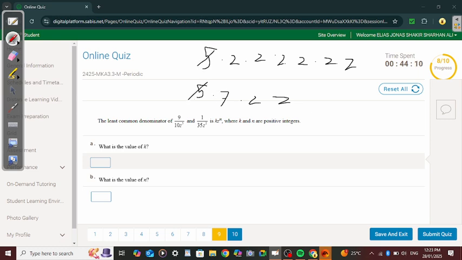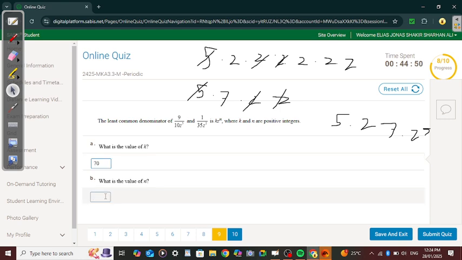Cancel out 5 from the top and the bottom. Cancel out z from here to the top and the bottom as well. Both z's. Okay, so we have 1 5, 1 2, 1 7, and then 1, 2, 3, 4, 5 z's. 5 multiplied by 2 is 10. 10 multiplied by 7 is 70. Z to the power of 5. So k is 70. What's the value of n? It's the power of z, which is going to be 5.